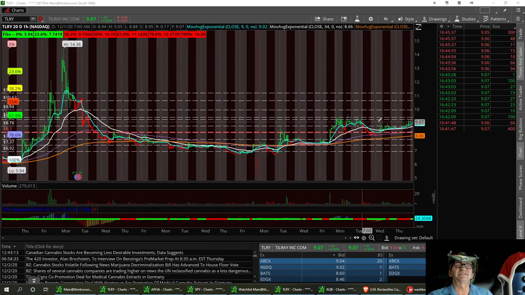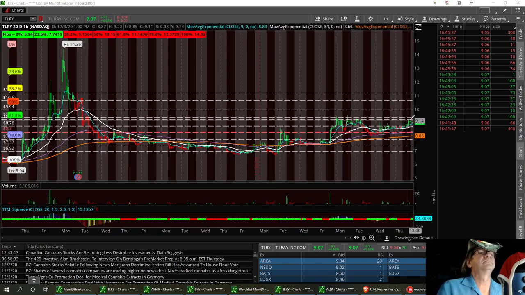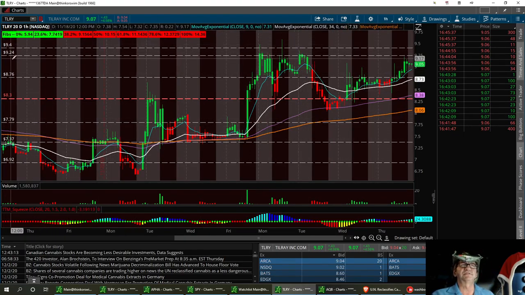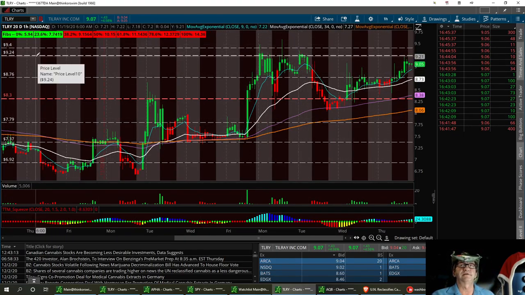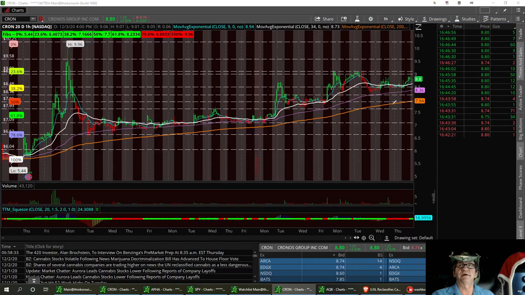TLRY's back at resistance level. Let me magnify that up. Resistance level at 9.24. If we can break that, it's going to be a good deal. This 8.30 is still going to keep it as a strong buy. And that's TLRY. CRON had a 25-cent bounce today, held in the channel, pulled back to support, and bounced right off of it early in the morning. Resistance to break is going to be right around $9. And that's CRON.